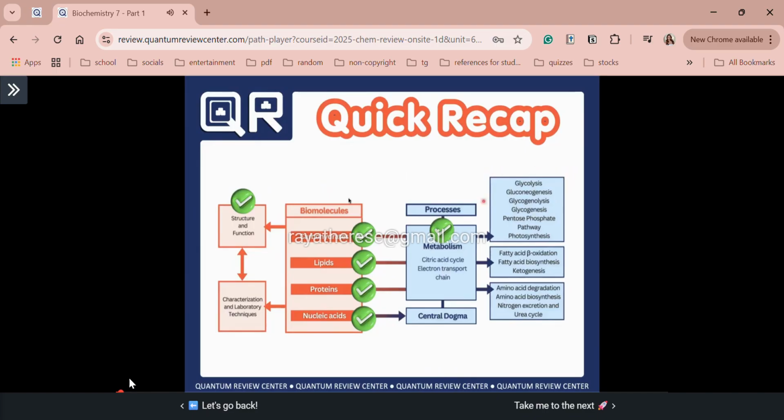Sir, where is it there? So here in this box, this will include your gluconeogenesis and glycogenesis. These two are glycogen metabolism, then your PPP or pentose phosphate pathway, and lastly, your photosynthesis.